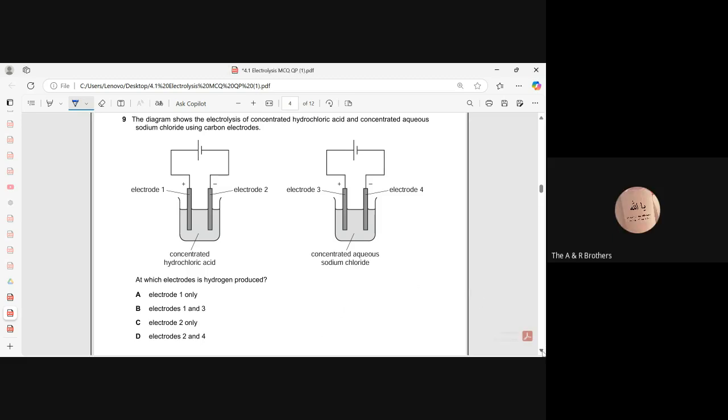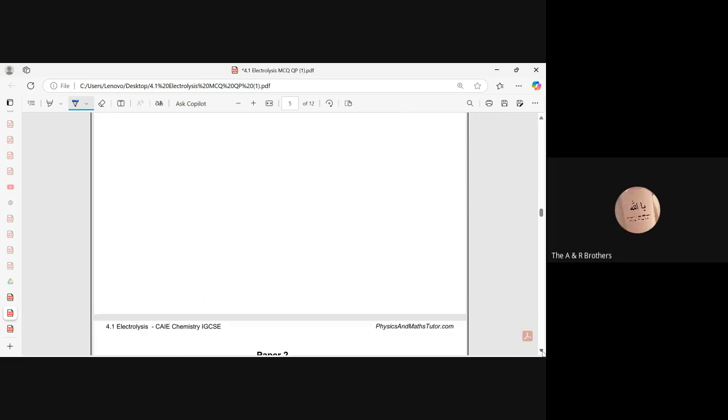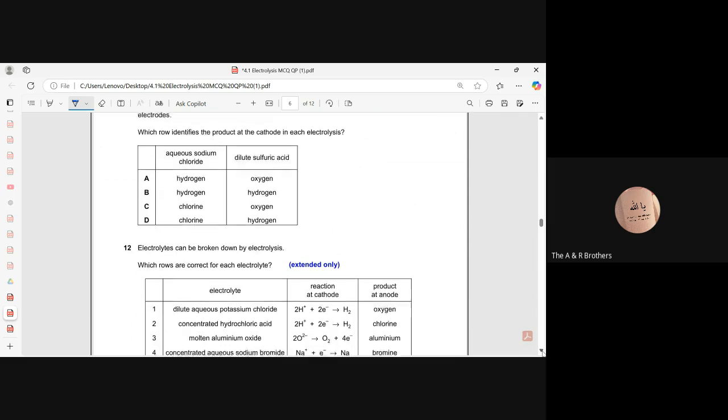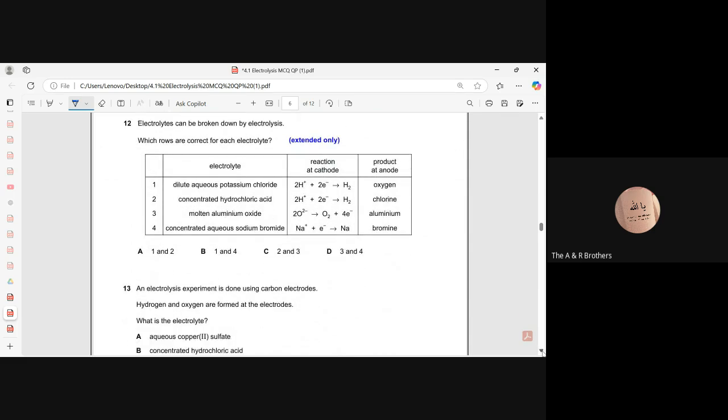Ma'am, just one thing I want to ask. For example, if we have aqueous copper sulfate, in that, for the cathode, copper ions will be attracted, right? Because they are less reactive than hydrogen. Yes. You always have to look into the metal reactivity series.